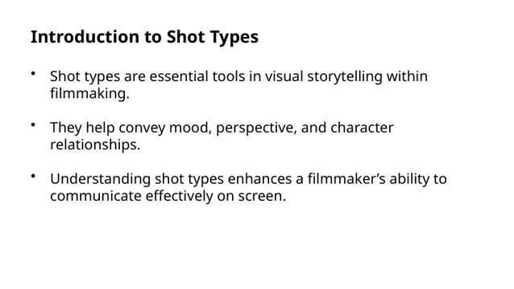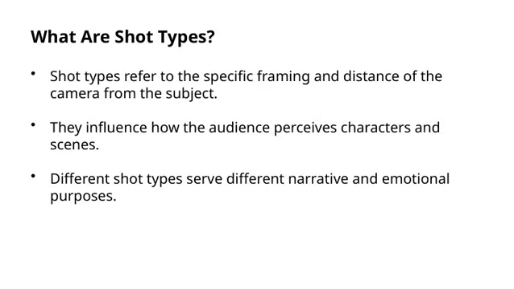Let's take a closer look at shot types and why they're so important in visual storytelling. Shot types are essentially the tools filmmakers use to craft the story visually. They help us set the mood, give us perspective, and show us how characters relate to each other. When you understand different shot types, you can communicate your story more clearly and effectively on screen. This knowledge allows filmmakers to guide the audience's emotions and understanding, making the story more engaging and impactful. So, mastering shot types is a key part of being a skilled filmmaker, helping you tell your story in the most compelling way possible.